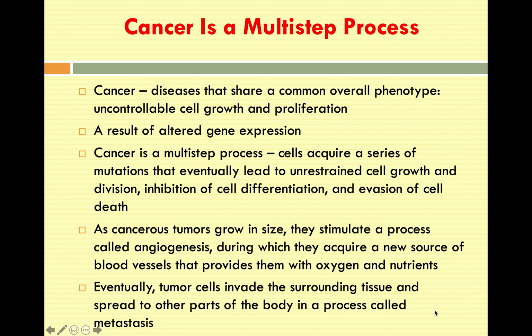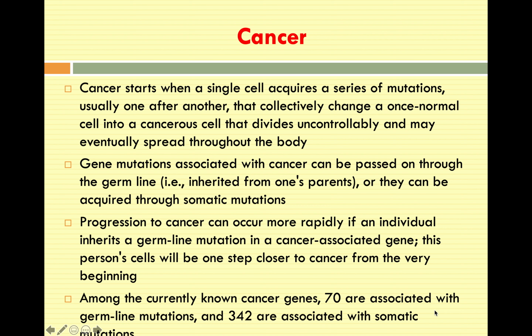As cancerous tumors grow in size, they stimulate a process called angiogenesis, not to be confused with angiotensin, during which they acquire a new source of blood vessels that provides them with oxygen and nutrients. Eventually, the tumor cells invade the surrounding tissue and spread to other parts of the body in a process called metastasis.